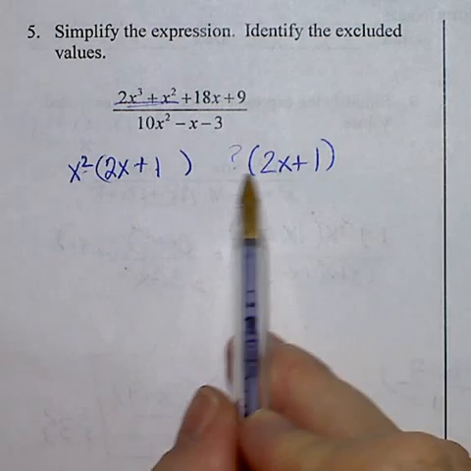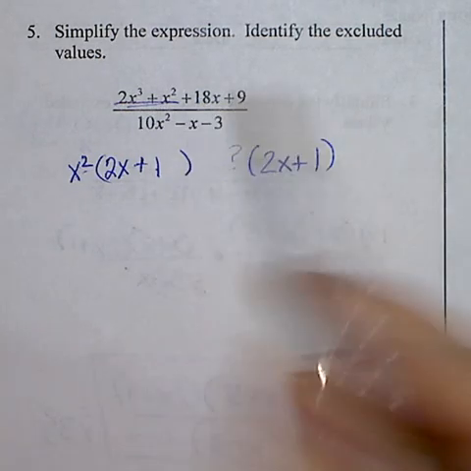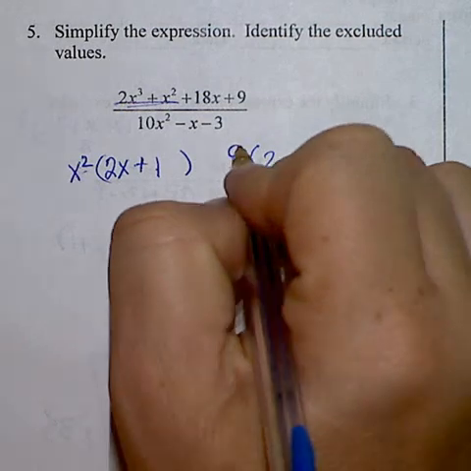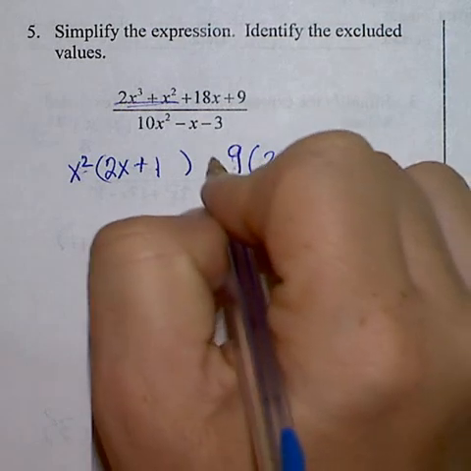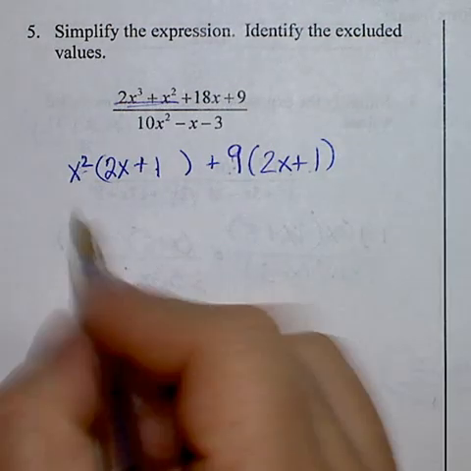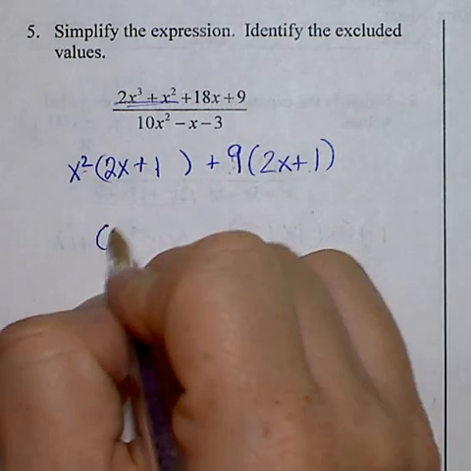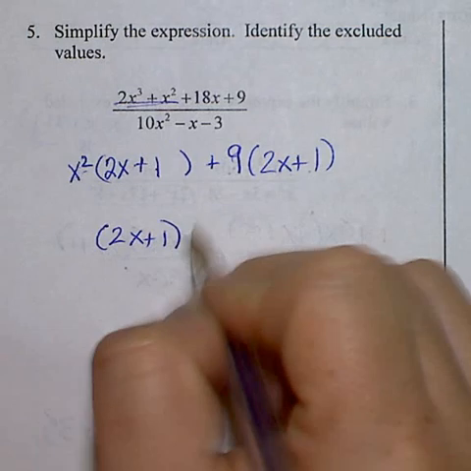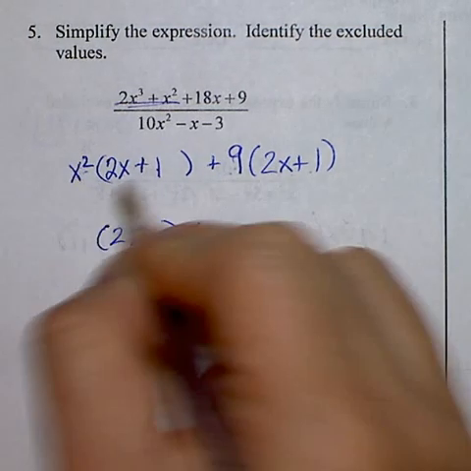What times 2x is 18x? Positive or negative 9? And is positive 9 times 1 positive 9? Okay, so how do I write this then? You take what they have in common, what's in front of the first parenthesis, what's in front of the second parenthesis.